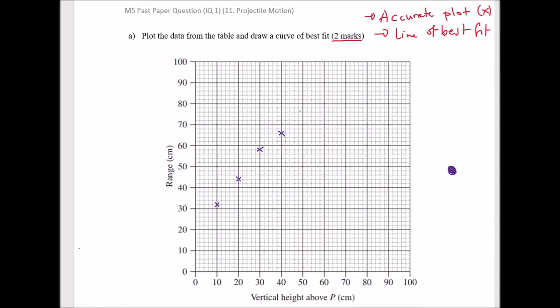50 is 76. 60 is 82. And 70 is 87. So about that there. Okay.